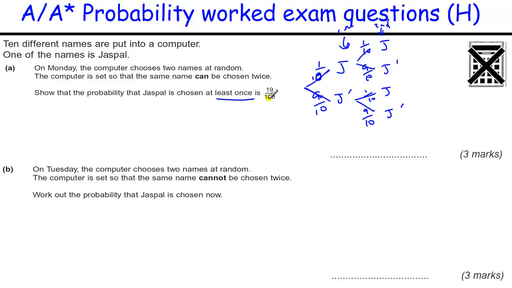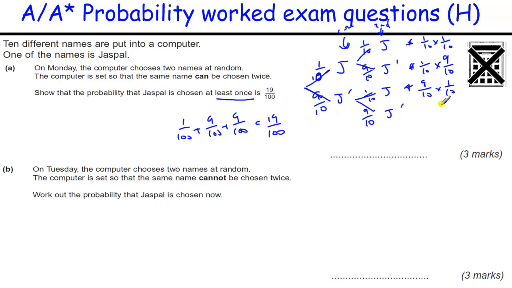So, where is Jaspal chosen at least once? Well, it's chosen twice there, once there, and then not once, and then once there. So those 3 would give you the answer: 1/10 times 1/10, 1/10 times 9/10. Remembering as we go down a tree diagram we multiply, and when we get separate branches we add them up to get the overall probability. So this one will be 9/10 times 1/10. So we've got 1/100, 9/100, and 9/100. So 1/100 plus 9/100 plus 9/100 gives us 19/100.